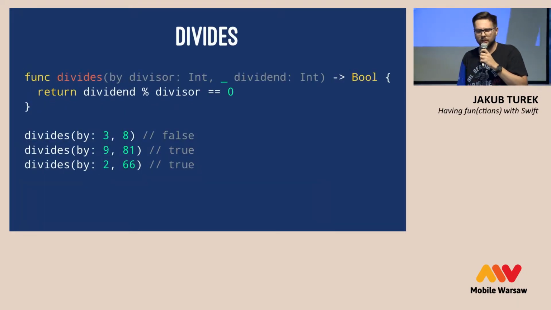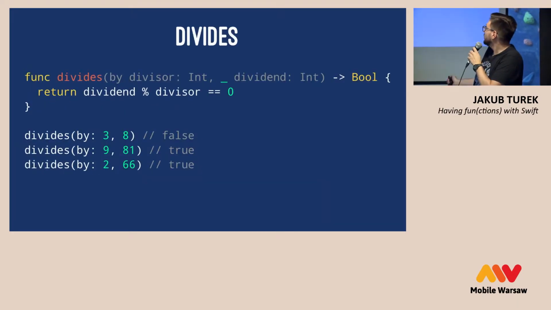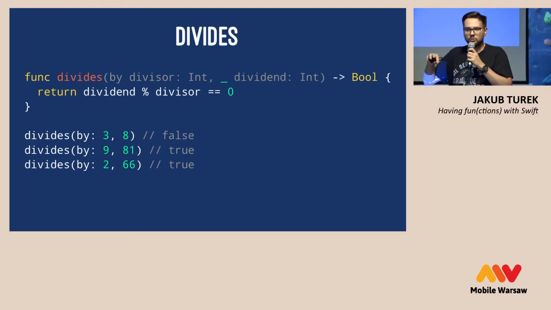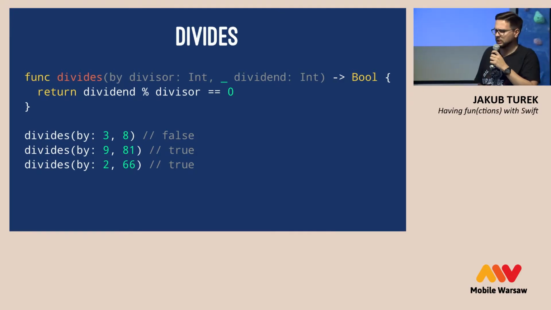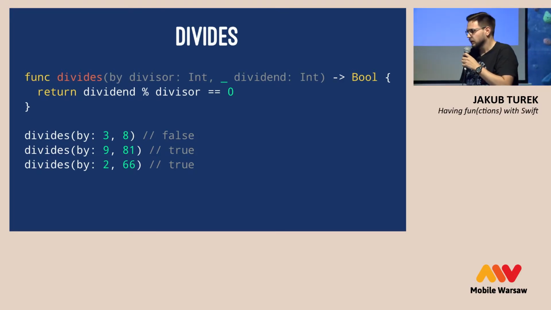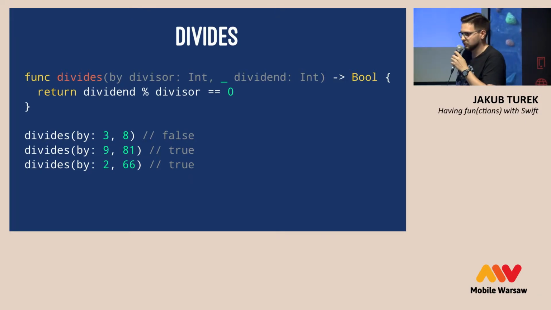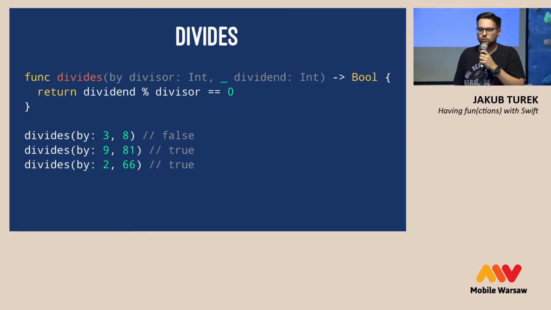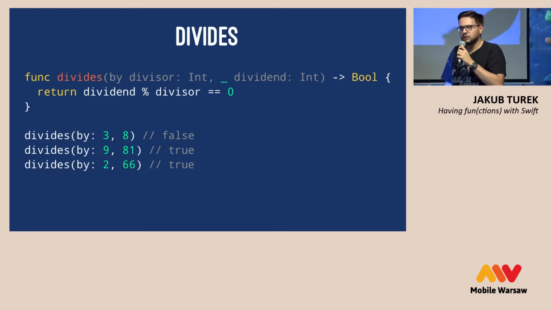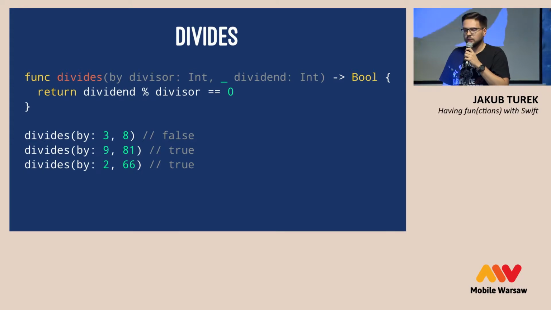Imagine we have a function that will tell you whether the second argument is divisible by the first one. So the order might not be too intuitive for us, but we'll get to that later. And using this function, we can say that 8 is not divisible by 3, and 81 is, of course, divisible by 9.